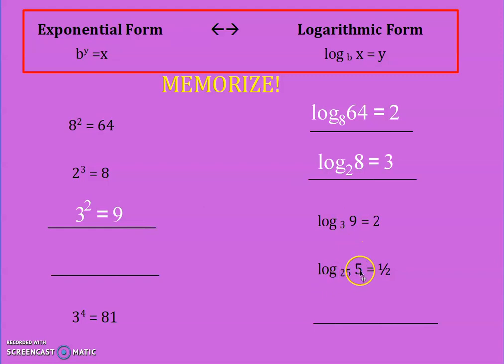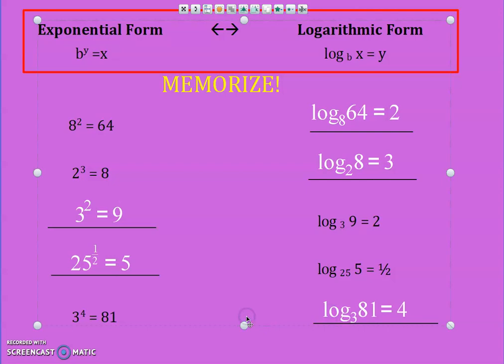All right, log base 25 of 5 equals a half. So our base is 25. Raise it to the 1/2 power, and that equals 5. Remember, 1/2 power is the square root. So what's the square root of 25? It's 5. All right, the last one, we go back to logarithmic form. So log base what? Log base 3 of 81 equals 4. You should be able to go back and forth between these 2 different forms.